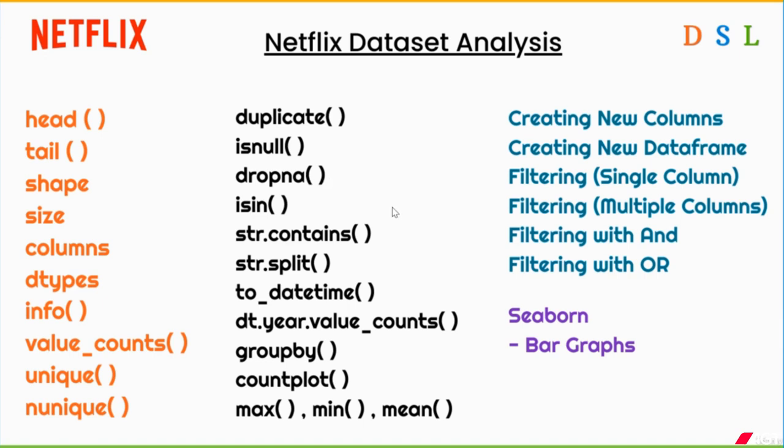We will use the isin function, str.contains function, str.split, to_datetime function, dt.year.value_counts function. To make the groups, group by function. To draw the bar graph, the count plot, and the mean, max, and min functions. And we will also learn how to create new columns, new data frames, and we will apply filtering on a single column as well as on multiple columns. And we will use the AND operator as well as the OR operator in the filtering. We will also draw the bar graphs using the Seaborn library. So let's start.